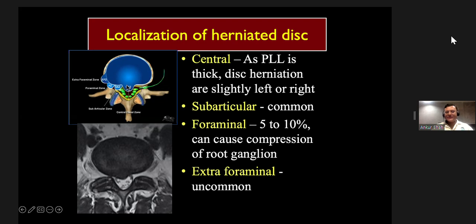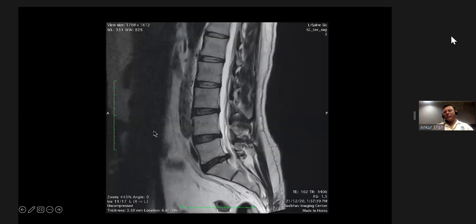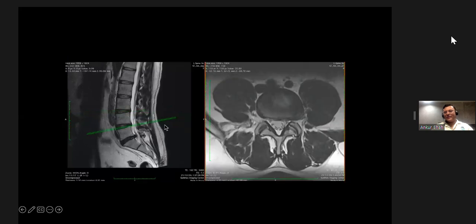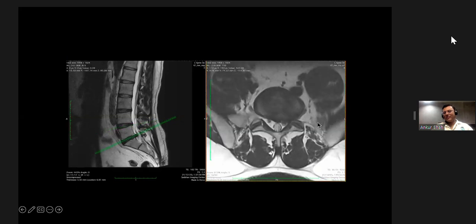It can be a central disc, it can be subarticular, it can be foraminal, or sometimes it can be extraforaminal or far lateral disc, which may be responsible for the patient's pain. Like here, it looks like at L3-4 there is a bulge, and at L4-5 it also looks like a bulge, but on axial images you can see a component which is in the foramen as well as extraforaminal, which is compressing the root.